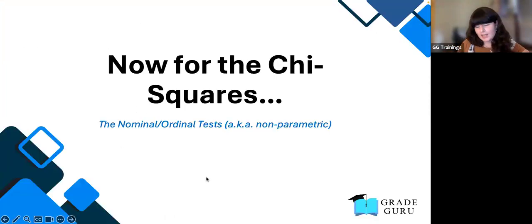Okay, now for the chi-squares. Finally, the chi-squares are actually a little bit more straightforward in SPSS. So I want you to think of the chi-squares as the nominal ordinal tests. Okay, they're called non-parametric tests. If you see an interval ratio variable involved, it's not a chi-square, guaranteed.